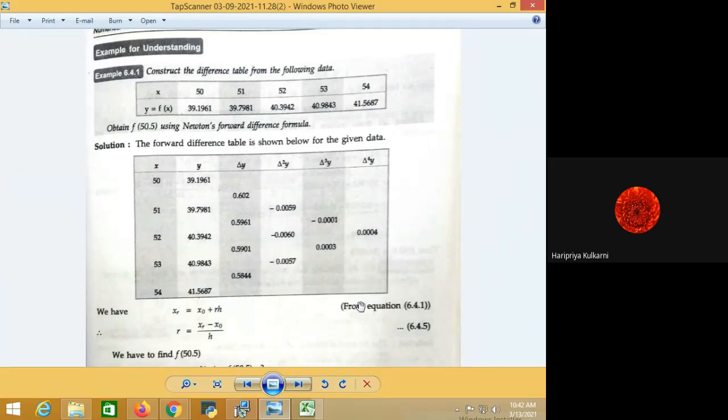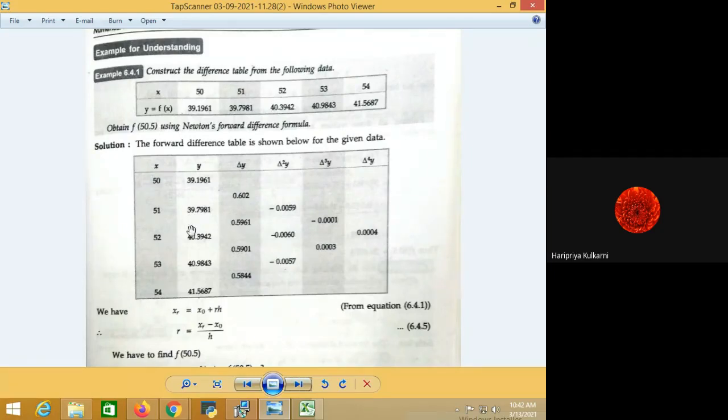See what you have to do. You have to take down the values of x: 50, 51, 52, 53, 54. We have cross-checked here itself that the step size h is the same, which is equal to 1. Corresponding values of f(x), which is the function y, we will take down as the data points here. So we are creating a difference table.